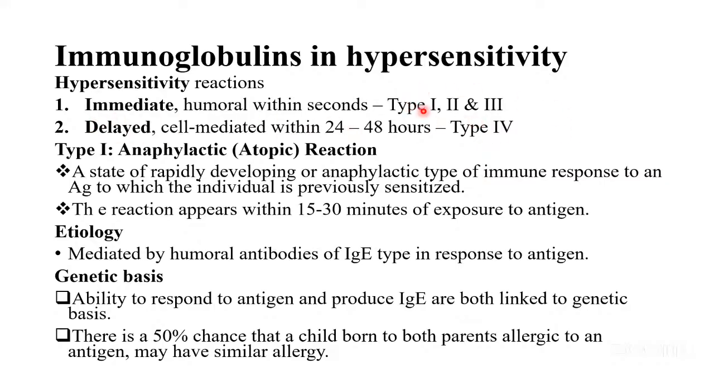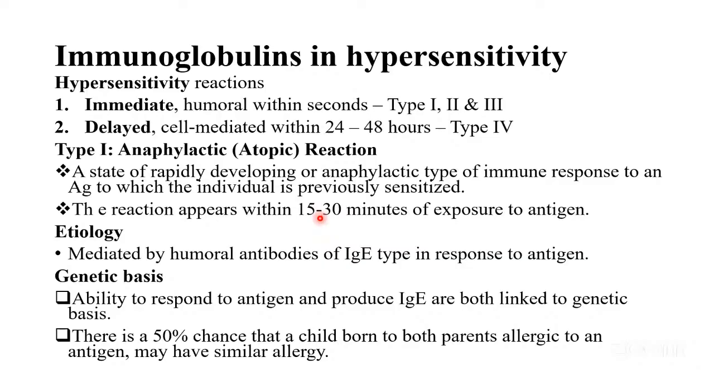We're going to concentrate on type 1, type 2, and type 3, because they are the ones that are related to the antibodies, the immunoglobulins that we're looking at today. So type 1 is also called the anaphylactic reaction. If you've heard of someone in anaphylactic shock, immediate shock, that's when you're exposed to a stimulant, then you immediately run into a shock.